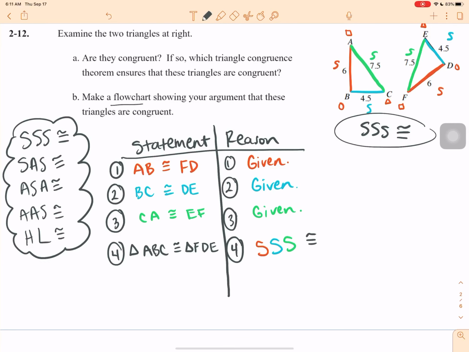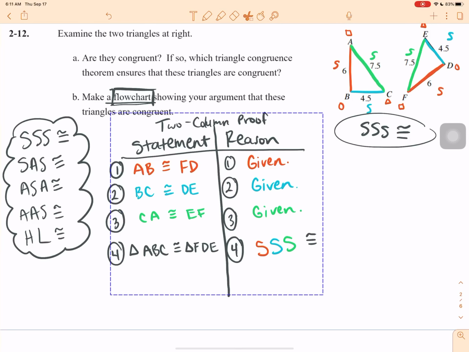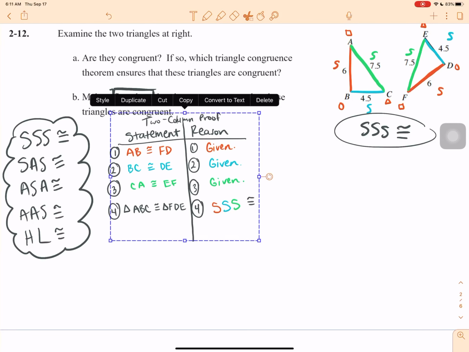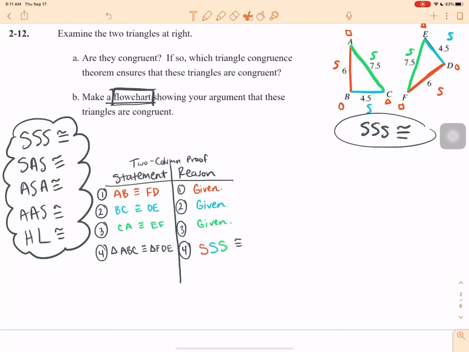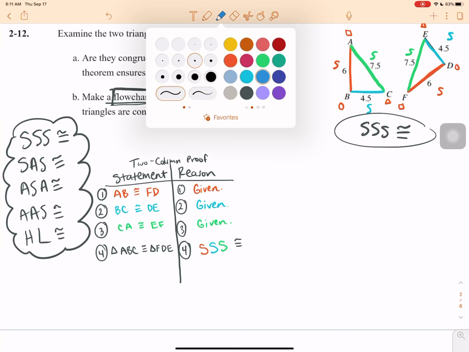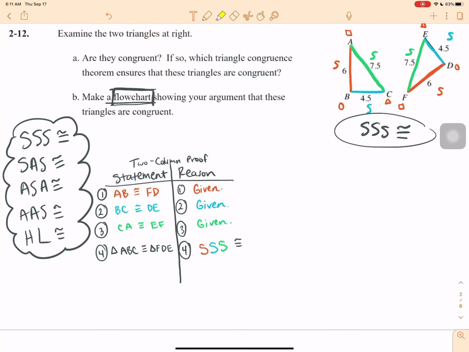Oh dear. So a flow chart, I forgot to read this, I'm sorry guys, but this is what we would call a 2-column proof. So I'm going to show you guys what they mean by a flow chart as well, okay? So that's a big oops on my part. I'm going to make this just a little bit smaller. So a flow chart, I just instantly start going into 2-column proofs.